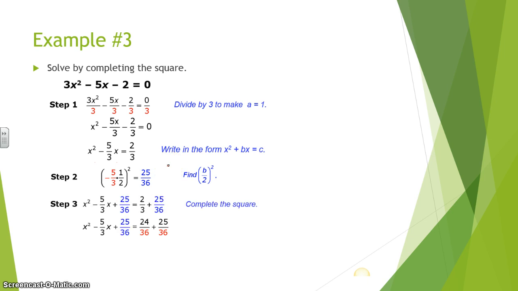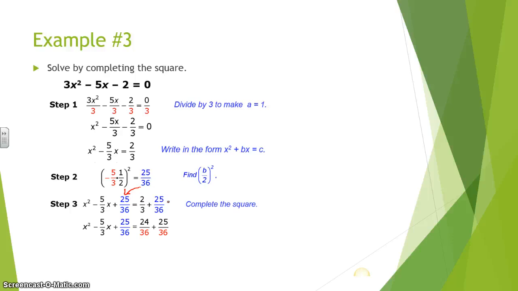So now what we're going to do is complete the square. So we have x squared minus 5/3 x. We add in that b divided by 2 squared on the left, but then you also have to add it to the right. So you have plus 25 over 36 equals 2/3 plus 25 over 36.